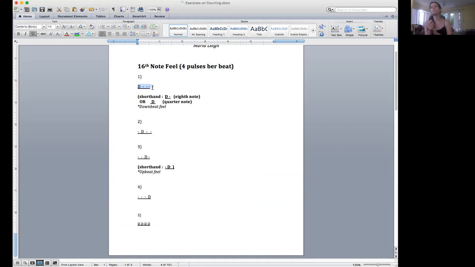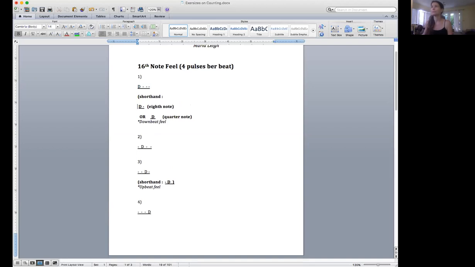You count it: doom 2, 3, 4, doom, rest, rest, rest, doom, rest, rest, rest. It gets exhausting to say rest, rest, rest, doom over and over. This rhythm is actually the same whether you feel it as a 16th note, or as an 8th note, which we have here, or as a quarter note. So this is it as a 16th note right here, and this is it in shorthand as an 8th note.